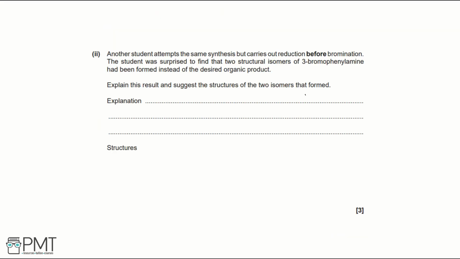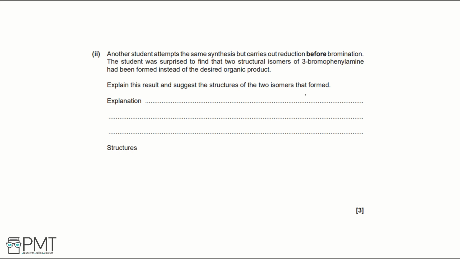Part 2. Another student attempts the same synthesis but carries out reduction before bromination. The student was surprised to find that 2 structural isomers of 3-bromophenylamine had been formed instead of the desired product. Explain this result and suggest the structures of the two isomers that formed.